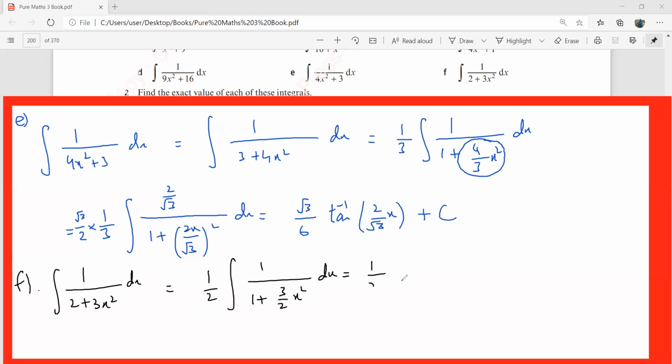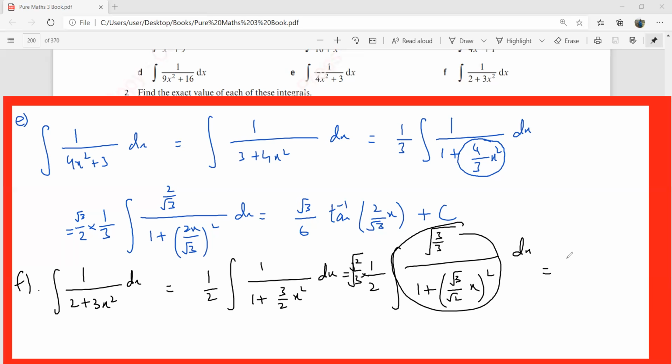So we'll be writing this as 1 over 2, and this would be 1 plus under root 3 over under root 2 x whole square. Okay, and we need to have its derivative. Let me write this as a whole under root 3 over 2. So I'll be multiplying it with under root 2 over 3 over here. Okay, so finally all of this is going to become under root 2 over 3, and then there is a half outside, and this is going to be tan inverse of under root 3 over 2 x, like this, and then there is a plus c.